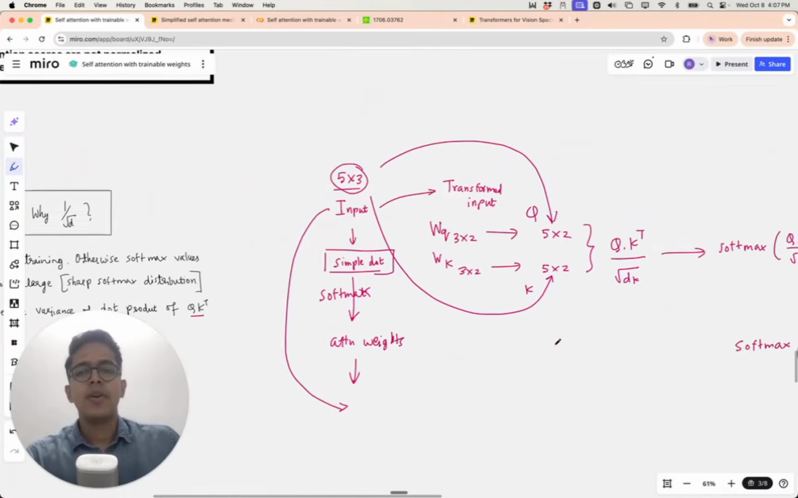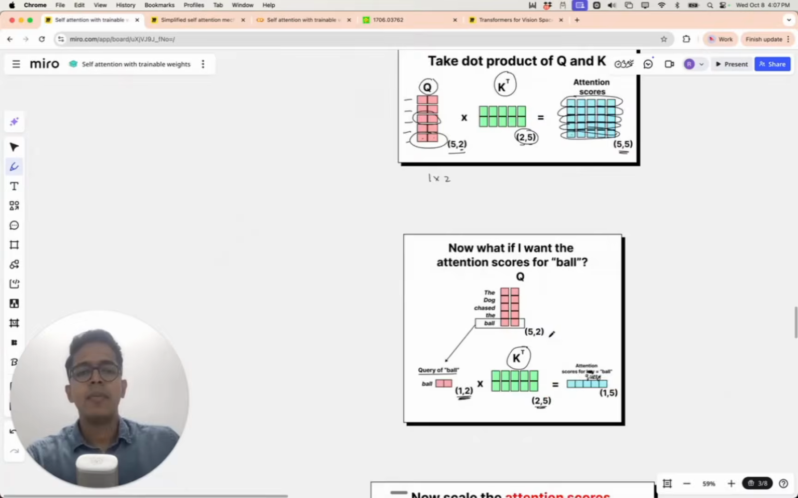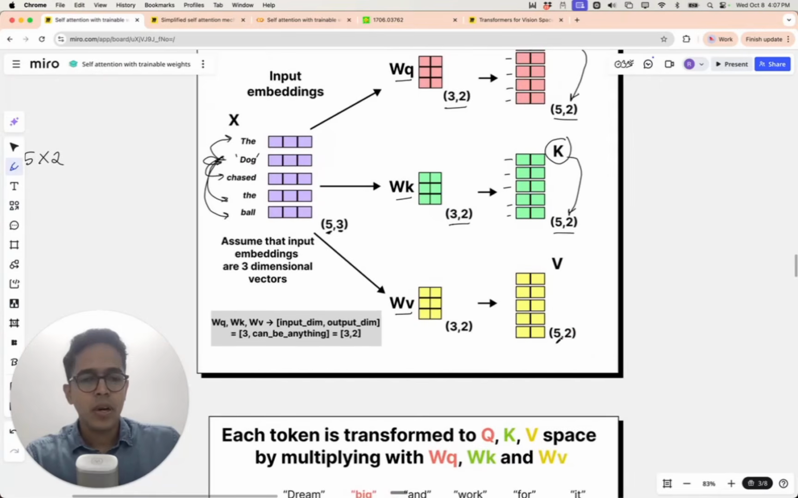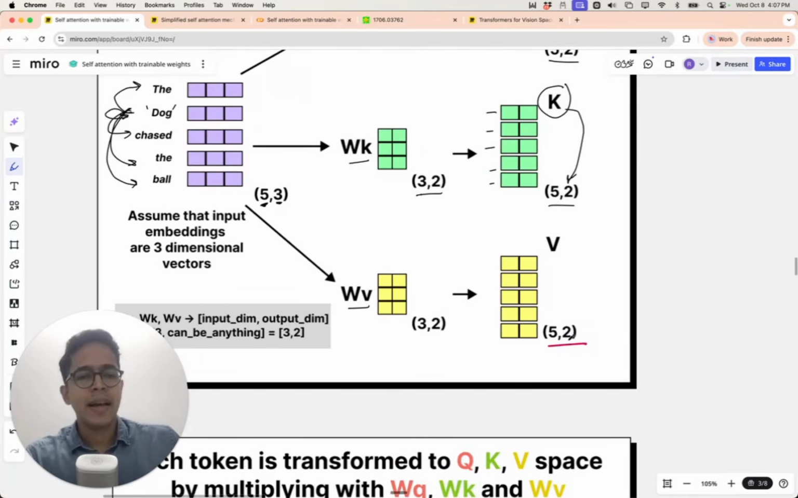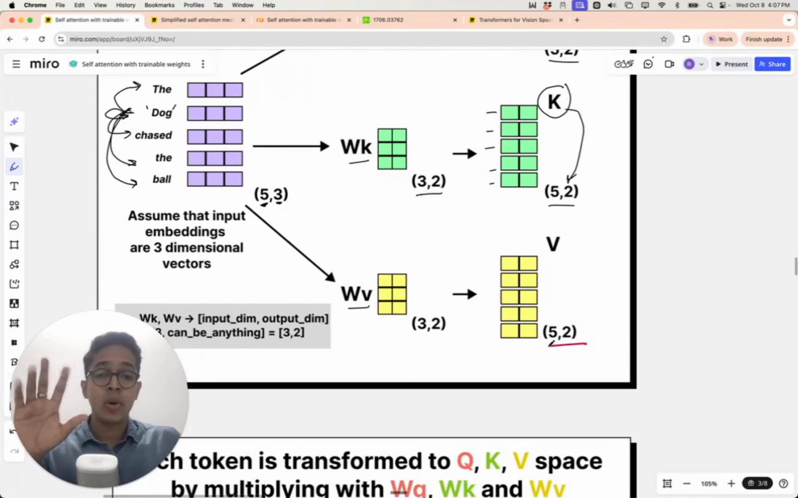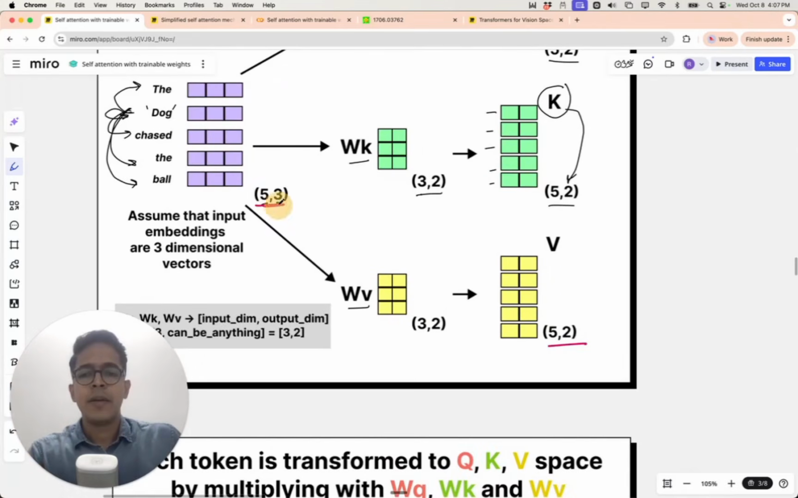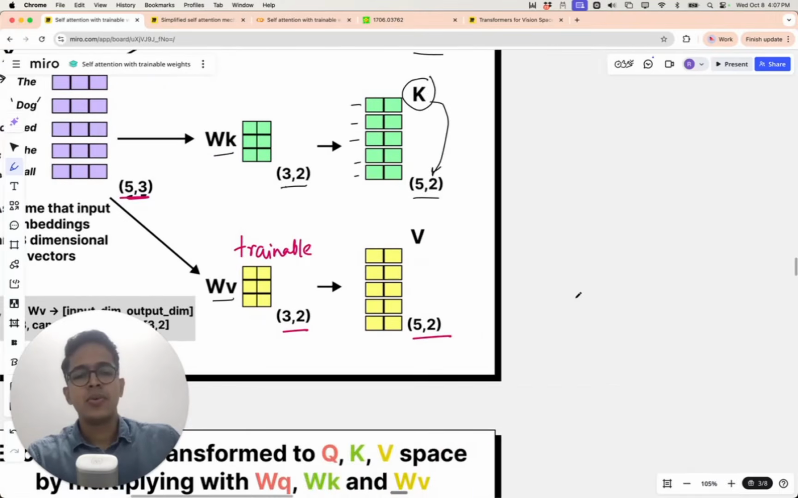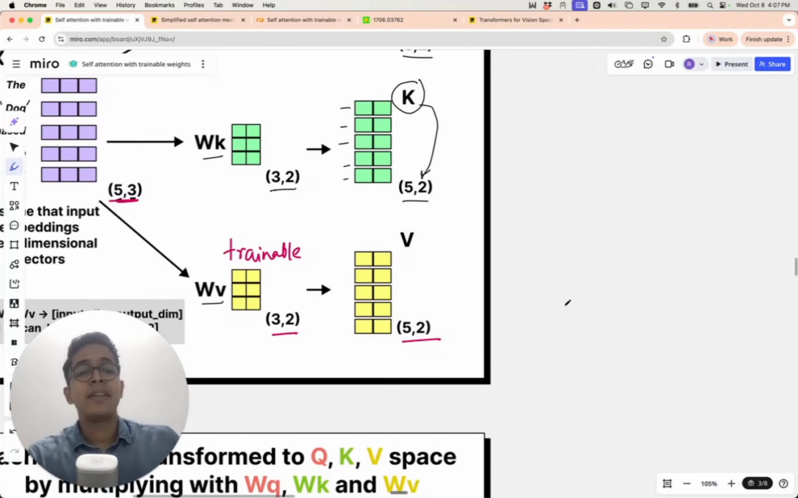Now, how is value calculated? If we go back to our diagram, value is calculated over here. Value is also a 5 by 2 matrix. Why? Because you have here 5 input tokens, 2-dimensional space. Value space is also 2-dimensional. So you multiply the 5 by 3 input matrix with the 3 by 2 transformation matrix. So now this is the trainable matrix for values. So 5 by 3 multiplied by 3 by 2 results in 5 by 2. This is value. Now this 5 by 2 is used to be multiplied with the attention weights.